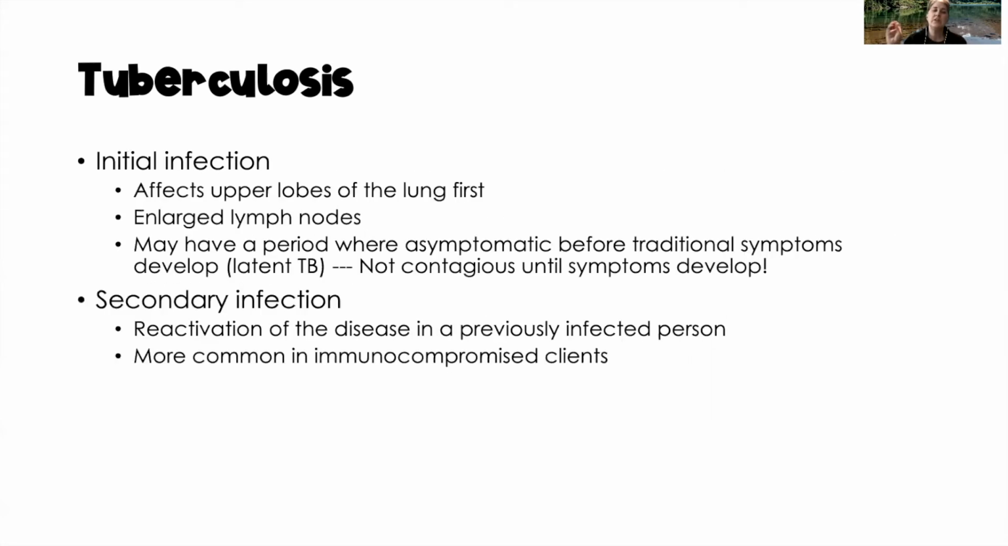Now, we do often give people with latent TB anti-tuberculin medications as a prophylaxis to prevent that infection from becoming active. Initially, this bacteria is going to affect the upper lobes of the lung first. You'll get enlarged lymph nodes, and then you'll have a period of asymptomatic clients, right? They have very few symptoms and really no traditional symptoms of an active TB infection. Again, that's latent TB, and that stage can continue on for weeks, months, years, until that tuberculosis infection does become active. Now, your client, this is important to remember, is not contagious until those traditional symptoms start to develop.